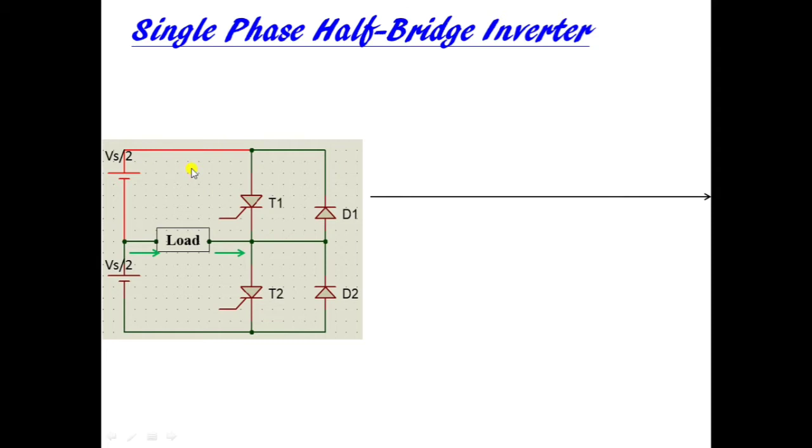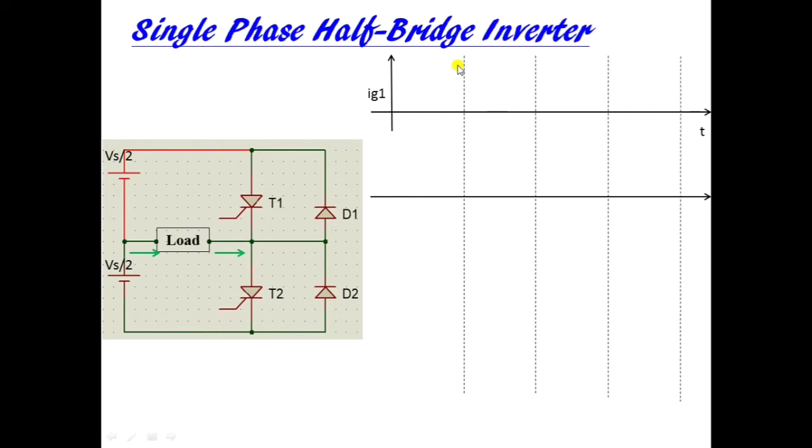Now in this single phase half bridge inverter, first thyristor T1 will be turned on, and when it turns off, thyristor T2 will be turned on. So first let us see how thyristor T1 turns on and how the output voltage and output current behave. This is the gate trigger pulse Ig1 with respect to time t, and these are the markings for our time intervals. The first trigger pulse Ig1 is given at the gate terminal of thyristor T1, and T1 is turned on. During this time, thyristor T2 is off.